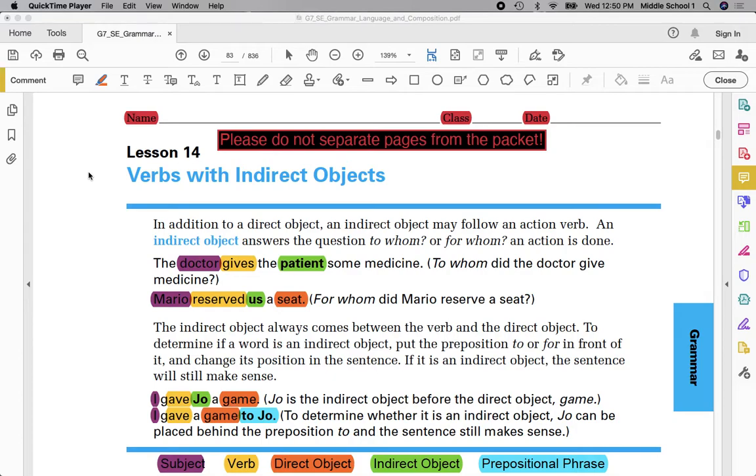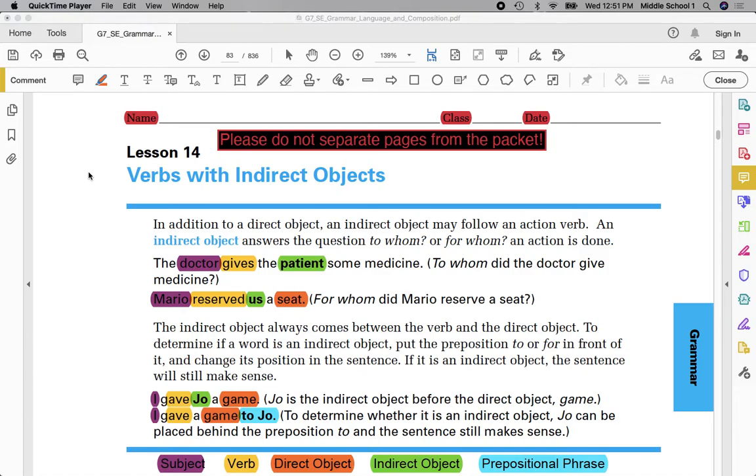Before we begin today, I'd like for you to place your first and last name on the top of the paper, Class 7, and today's date, November 2nd. Again, the reminder, please do not separate your pages from this packet. Keep all of your pages intact. And then when we're finished, our packet will go back into Monday's folder. Thank you in advance for that.